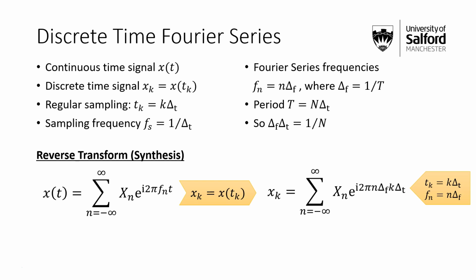And then I could just use this last thing, delta f delta t is 1 over N, and they all sort of drop out, and I get this statement here. And this is the discrete Fourier transform, reverse transform. That is it. So that's all the steps. We've just put in the definitions, and it kind of fell out. So the reverse transform is really straightforward.